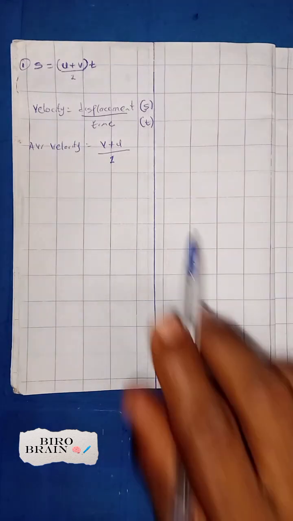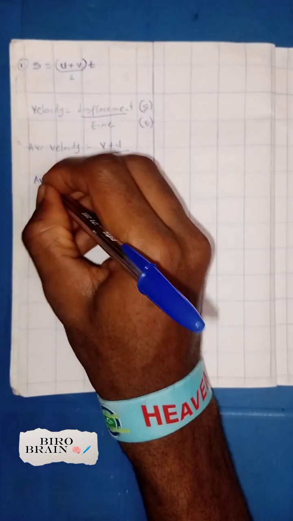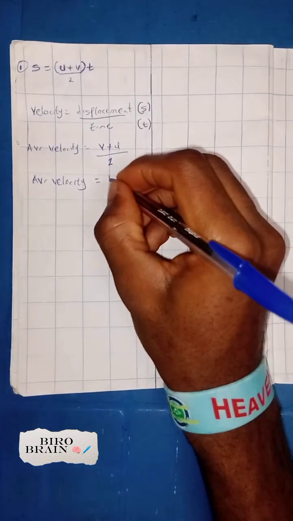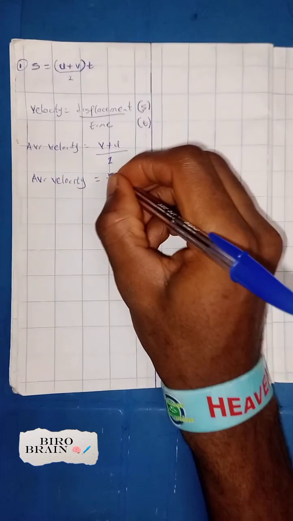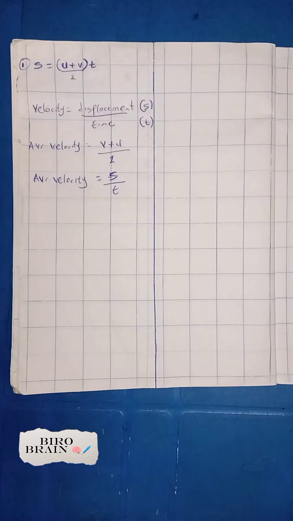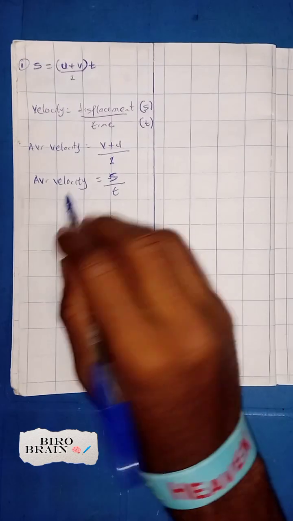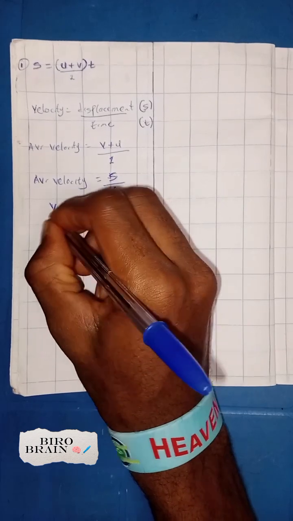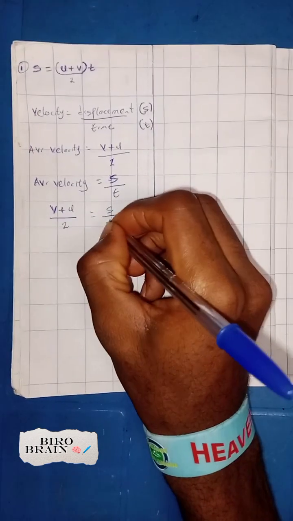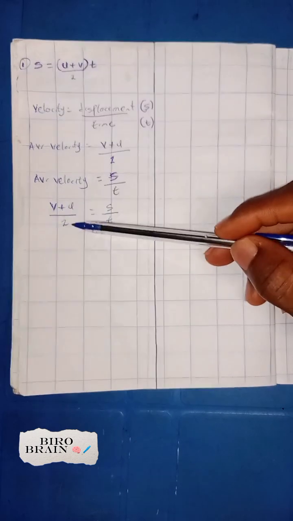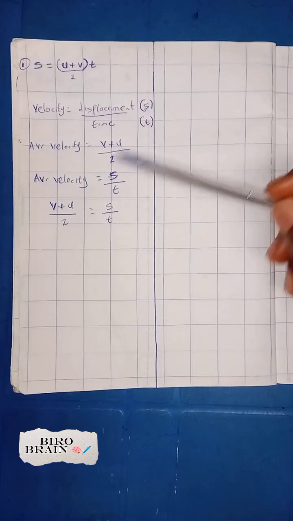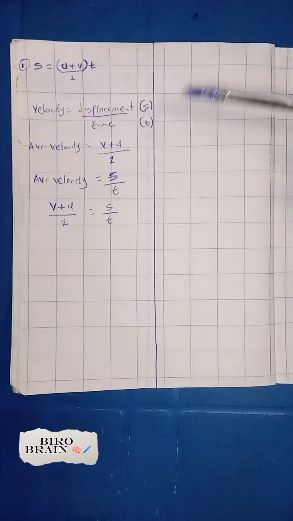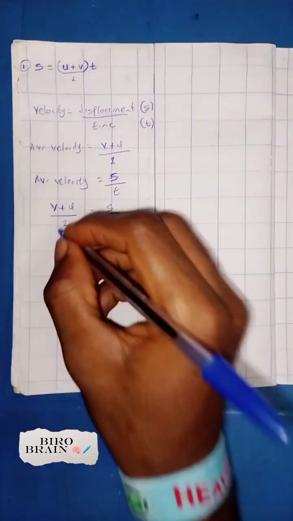Okay, so what do we do now? We can as well say average velocity is equal to displacement over t, s over t. And we know average velocity is v plus u over 2. So we have v plus u over 2 is equal to displacement over t. We got this v plus u over 2 from average velocity, and we got this displacement over time from velocity. So the next thing you want to do is cross multiply.